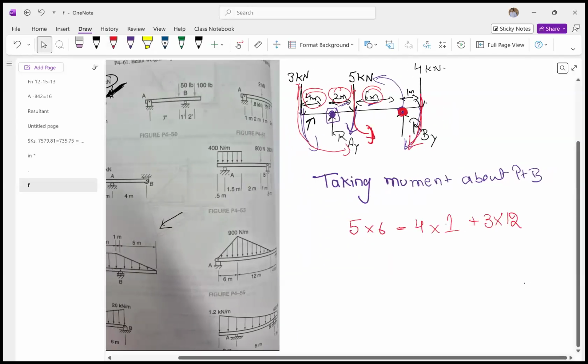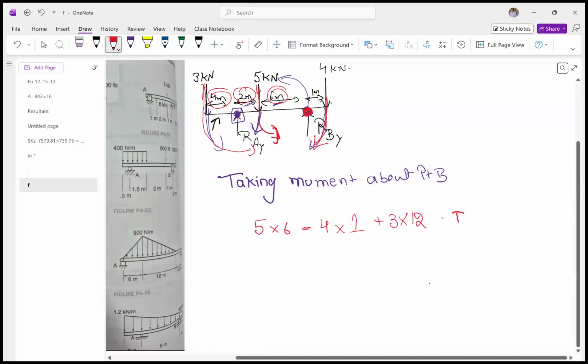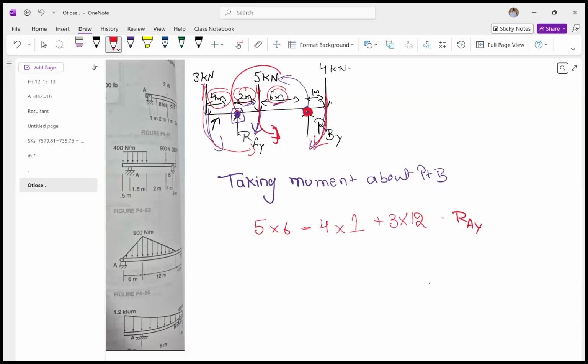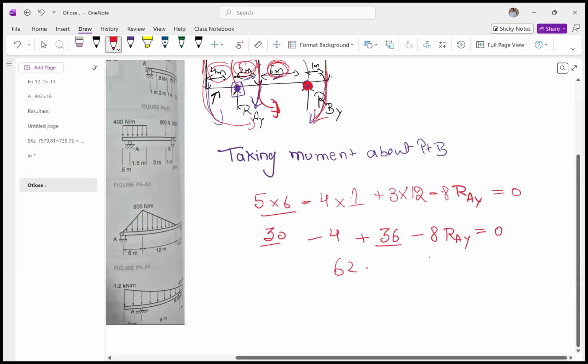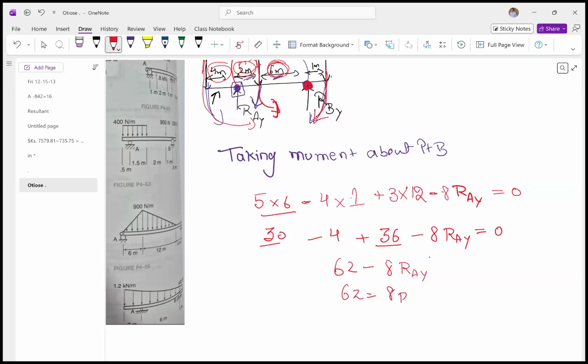And then Ry, this is clockwise. This will be at a distance of 6 plus 2, 8, and this will be a negative number. So that's how we're going to write it, and this is equal to 0. So this is 30 minus 4 plus 36 minus 8 Ry equal to 0. 30 plus 36 is 66, minus 4 is 62, minus 8 Ry, and 62 equals 8 Ry.